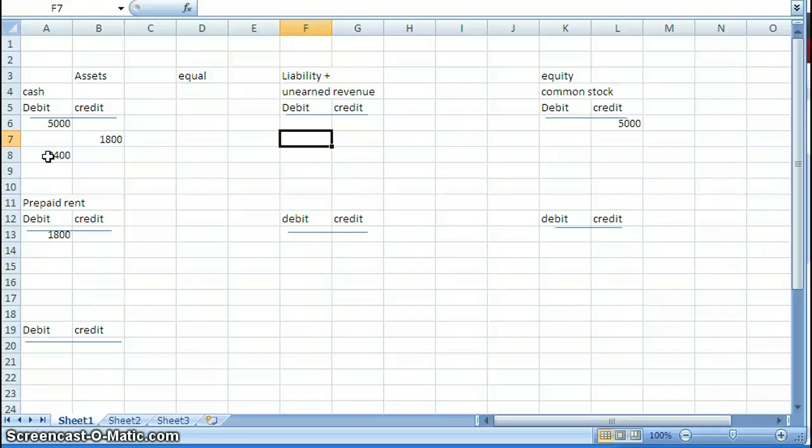The reason is that if we don't do the work, we owe the money back. So with unearned revenue, we increased cash by $2,400, and we're going to increase unearned revenue over here, $2,400. So right now that stays in balance. Debits on the asset side equal credits on the liability and equity side. The balance sheet is still in balance.